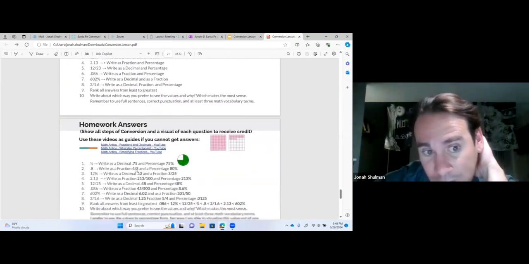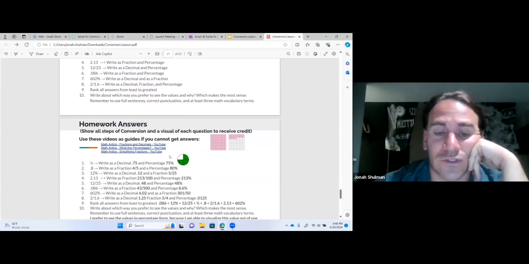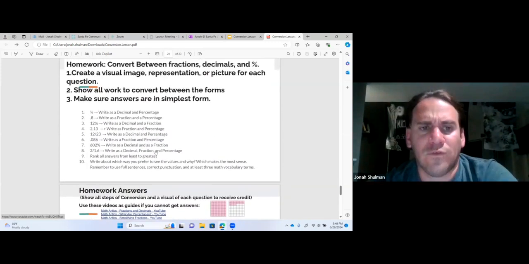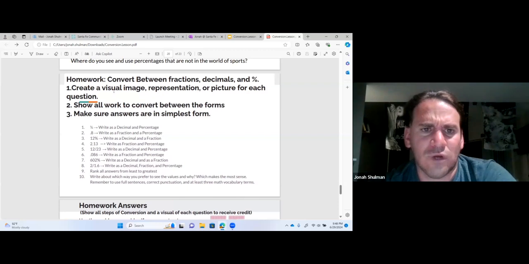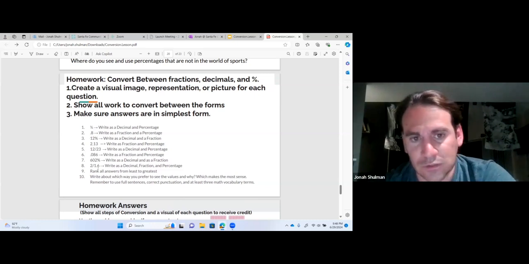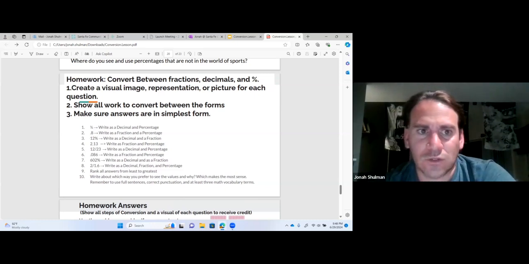So notice that I always give the students the answers to their homework as well as a video on how to do it. And for the homework, they have to write 3/4 as a decimal and a percentage, write 0.8 as a fraction and a percentage, write 12%. The homework's getting more challenging as it goes along too. And they also have to create a visual image representation or a picture for each question. So they have to show me what they think 3/4 looks like.